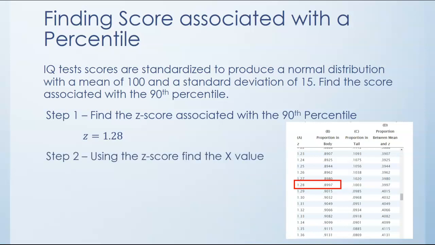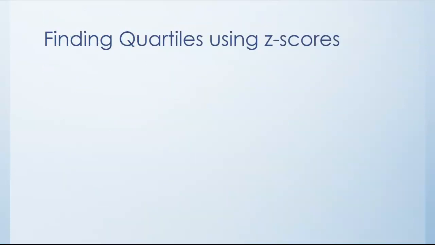So for step 2, we're going to use that z-score to find our x like we did in chapter 5. Remember, that was when we did x is equal to our z-score times our standard deviation plus our mean. So in this case, we've got 1.28 times our 15 plus our 100. So we've got 19.2 plus 100. So a score of 119.2 on the IQ test is a score of the 90th percentile. That means that 90% of the people score below 119.2.